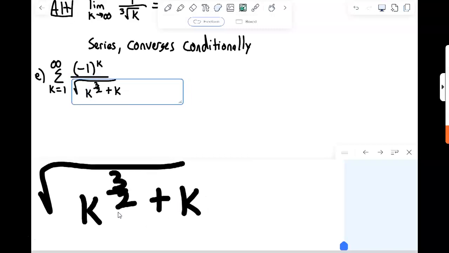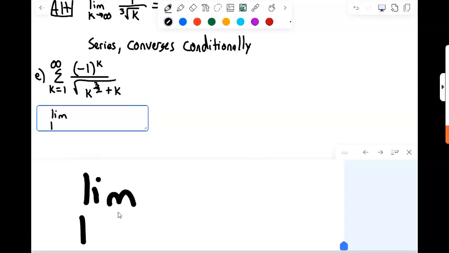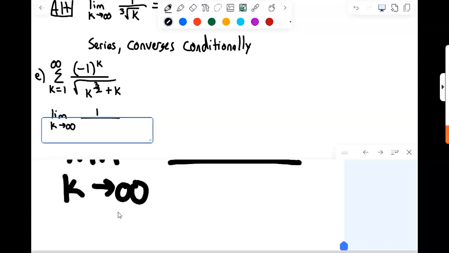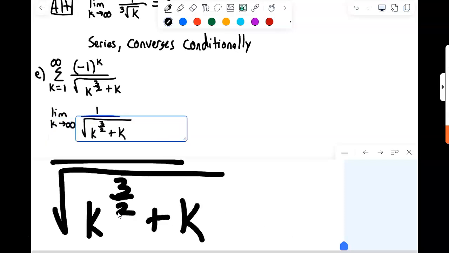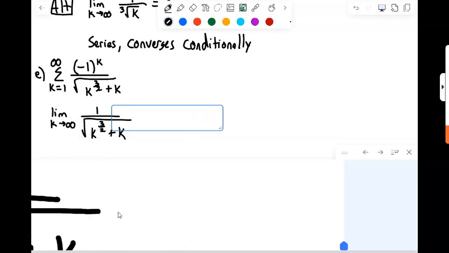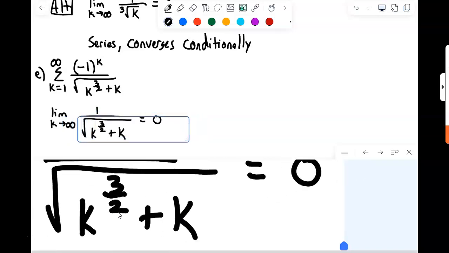This passes the alternating series test because if we take the limit, as k goes to infinity, of 1 over the square root of k^(3/2) + k, that's going to be 1 over infinity, and that's going to be 0. So we have that the alternating series at least is going to converge. There's only one other thing we have to be concerned with.